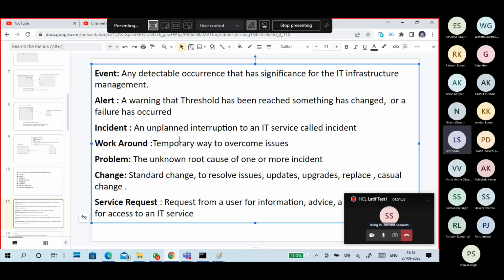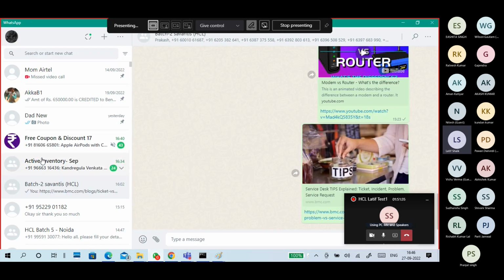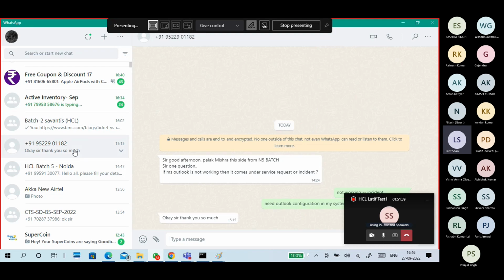Like just before, while we were starting a class, one of the batch persons sent a message, right? It is from your Noida batch only, 5th batch. So it is an online batch.